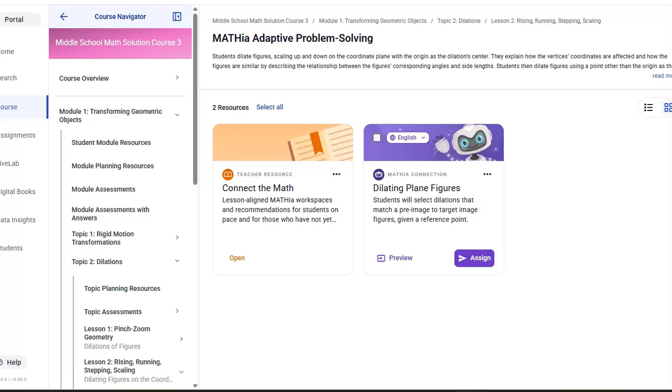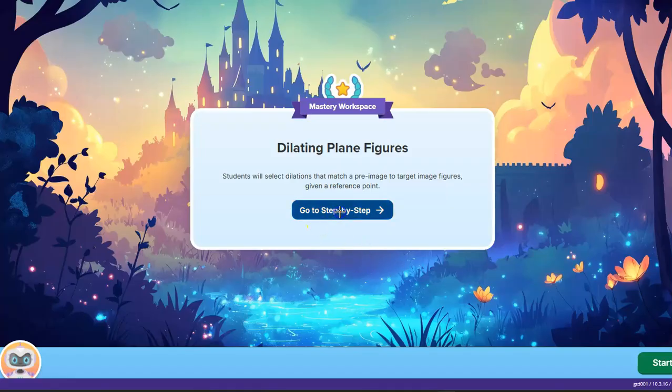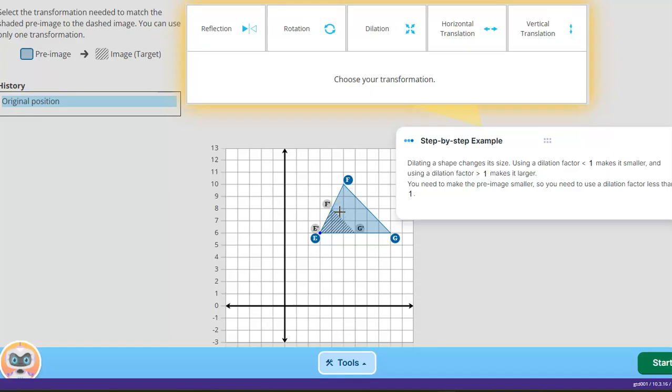Okay, guys, you need to have your Chromebook out and you need to have your notebook. Today we're going to do dilating plane figures. So go ahead and open up that assignment, dilating plane figures. And we're going to do the step-by-step examples. So we're going to take notes just like we did on our other transformations.